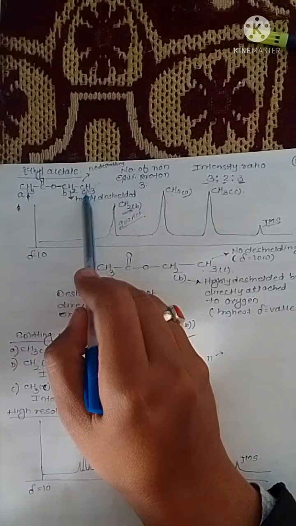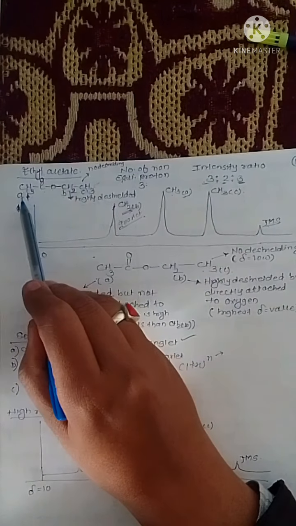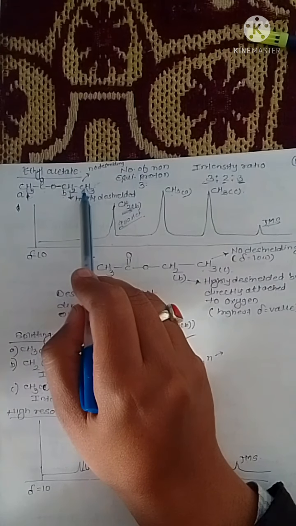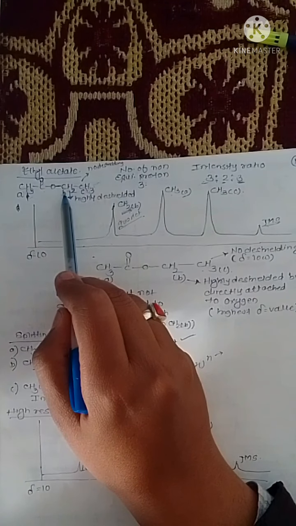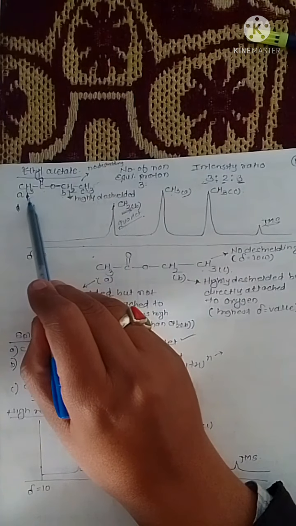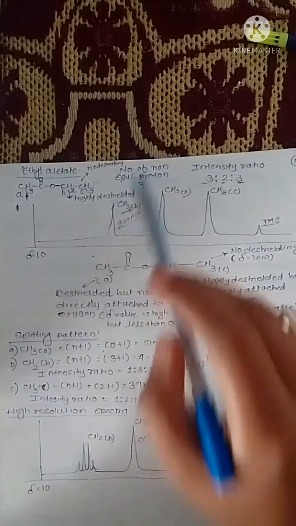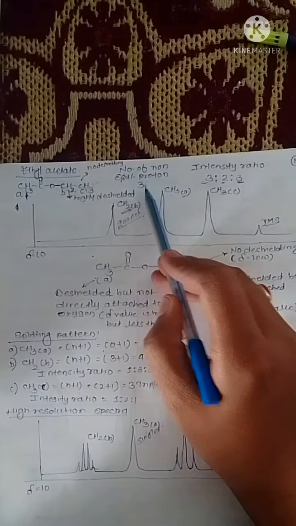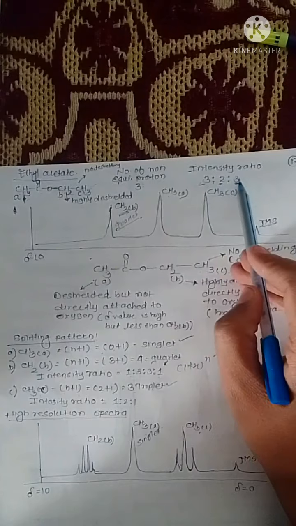CH3. So from the structure we get that this CH3 proton has a different environment than this CH3 proton, while this CH2 proton is also having a different environment. So total number of non-equivalent protons is 3. So we got 3 signals in our spectra, and the intensity ratio comes as 3:2:3.